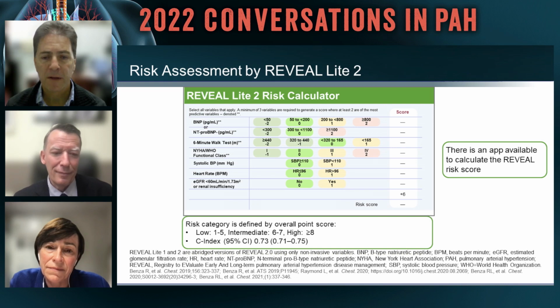Are you using Reveal Lite? Is there an app, an online calculator in your clinic, or are you focused, obviously, because the data for the French registry is so important, that you're limiting your calculations to just one assessment?